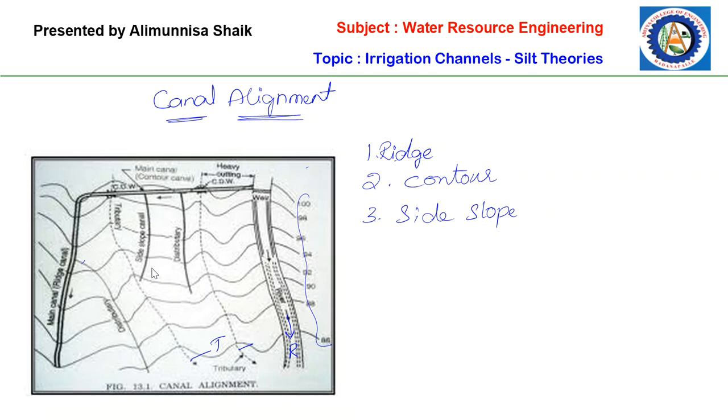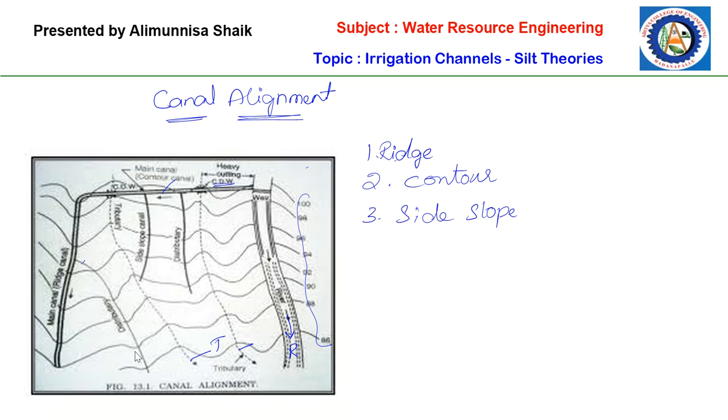We can see this pipeline over here. This is called your main canal, and the area between this tributary and the river passing over here is called CDW, which is the cross drainage works. We can see a weir over here, and this is your main canal, which is also called your ridge canal, and we can see a distributary line over here.